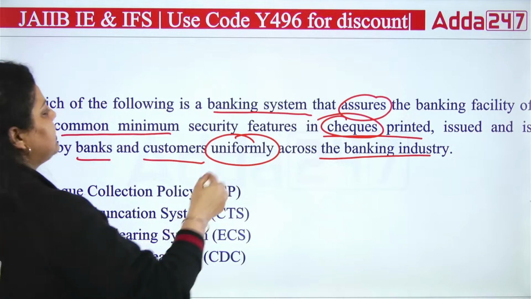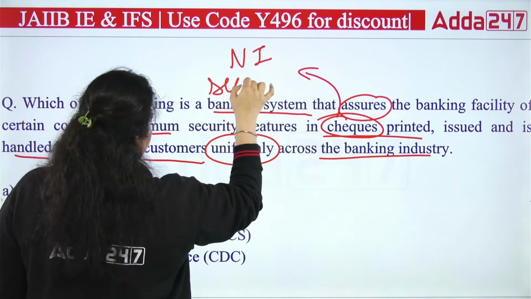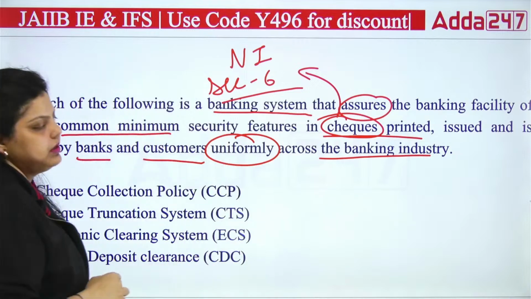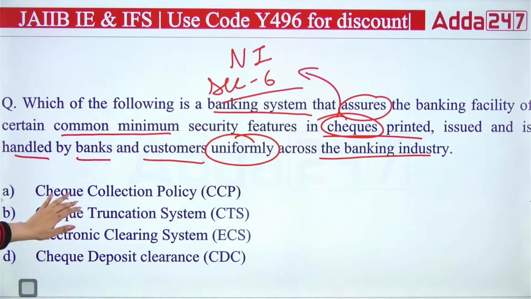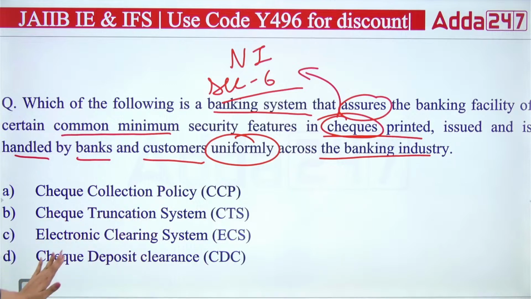If we talk about check, a check is also a negotiable instrument that is defined under Section 6 of the Negotiable Instruments Act. So is it the check collection policy? Is it the check truncation system? Is it the electronic clearing system? Is it check deposit clearing?